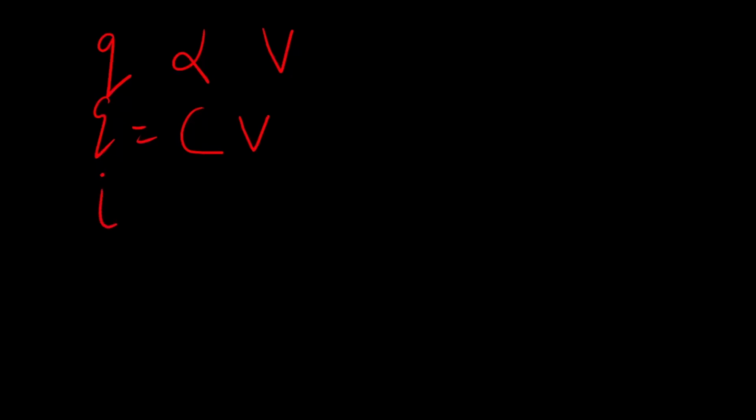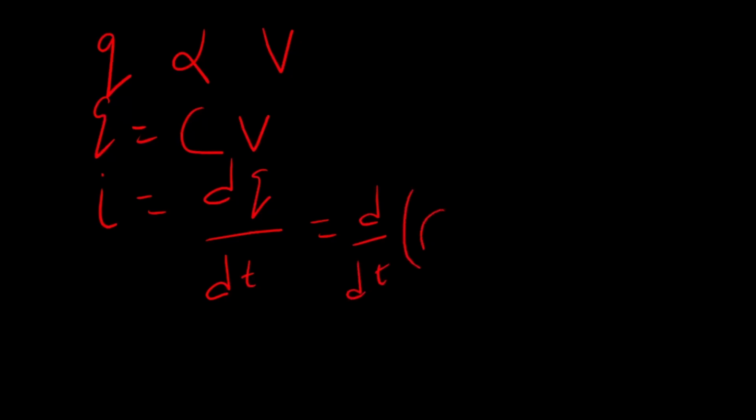So I would say that current is equal to dq over dt, which is equal to d/dt of CV. So I don't have to cram anything.